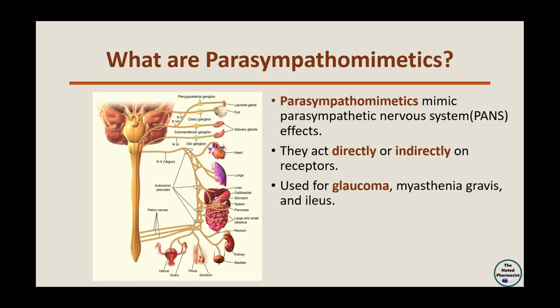Parasympathomimetics, also known as cholinomimetics, are drugs that mimic the effects of the parasympathetic nervous system, PNS. They achieve this by either directly stimulating muscarinic and/or nicotinic receptors or indirectly by increasing the availability of acetylcholine, ACH, at synaptic junctions. Clinically, these drugs are essential in managing conditions like glaucoma, myasthenia gravis, and postoperative ileus.